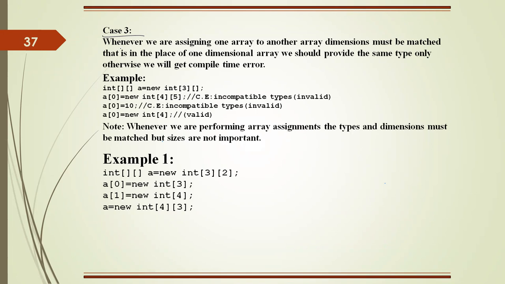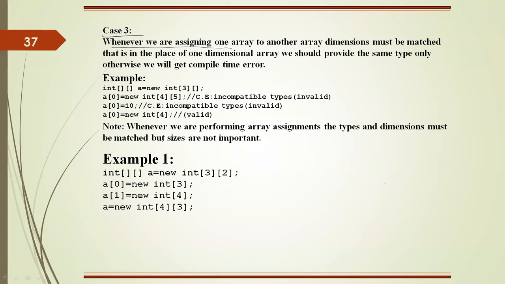Case 3: whenever we are assigning an array to another array, the dimensions must match. That is, in place of a one dimensional array, we should provide the same type only. Otherwise, we will get a compile error. Dimension also must match. If this is two dimensional, this is two dimensional, and size is 3. And at zero position, A of zero equals new int of size 4, 5, incompatible type. It is an int, not int array.